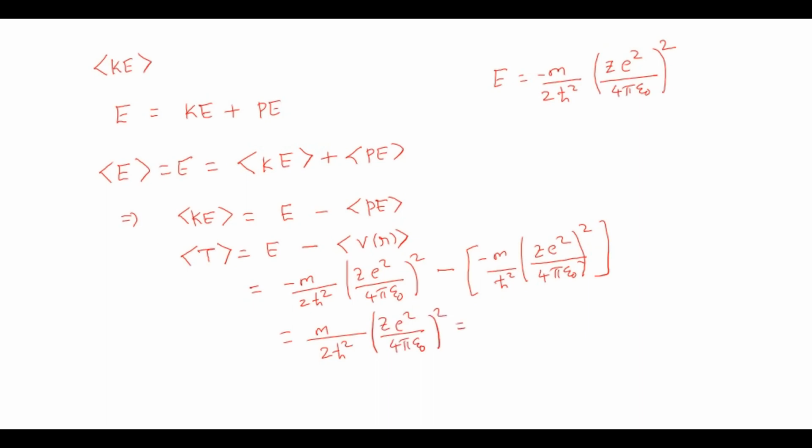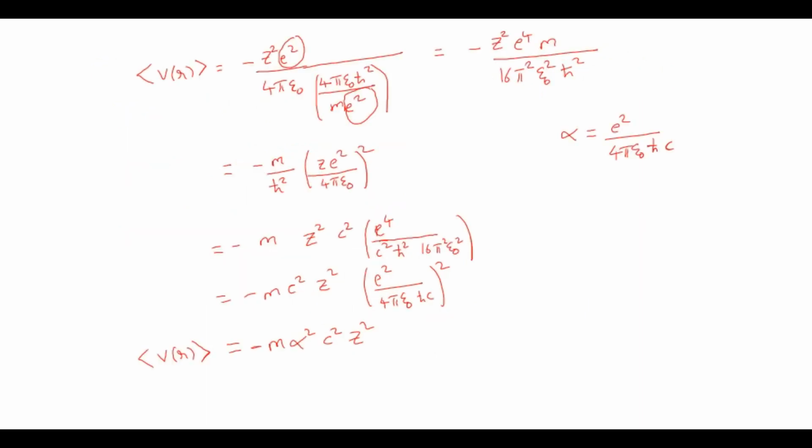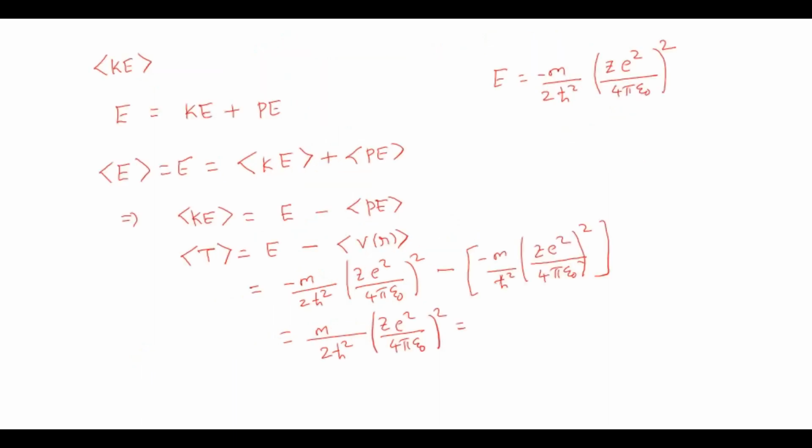Which is nothing but what? By simplifying like in the previous case, the same factors are there, m h bar square Z e square by 4 pi epsilon 0 the whole square. Instead of minus, we have just 1 by 2 as a constant outside, therefore this is 1 by 2 m c square Z square alpha square. So what is our observation? Our observation is that the average kinetic energy is equal to 1 by 2 m c square Z square alpha square. The average potential energy is equal to simply minus m c square Z square alpha square.